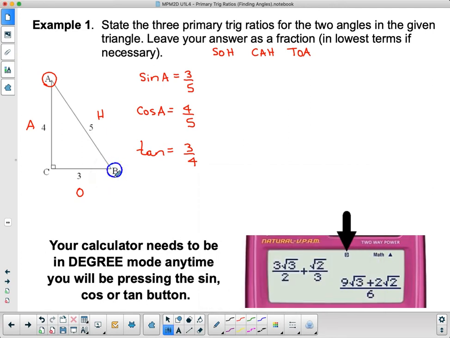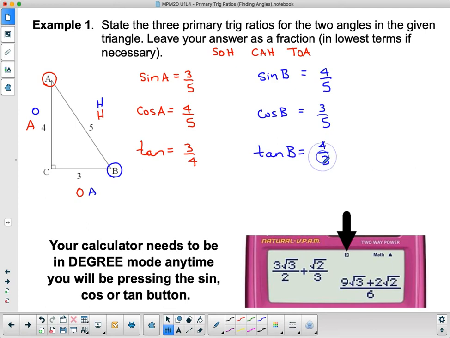So for angle B, if I'm labeling the sides from B, this is opposite, this is adjacent, this is still the hypotenuse. So I'm going to do sine of B, cos of B, and tan of B using SOHCAHTOA. Sine of B is opposite over hypotenuse, so it's 4 over 5. Cos of B is adjacent over hypotenuse, so it's 3 over 5. And tan of B is opposite over adjacent, which is 4 over 3.